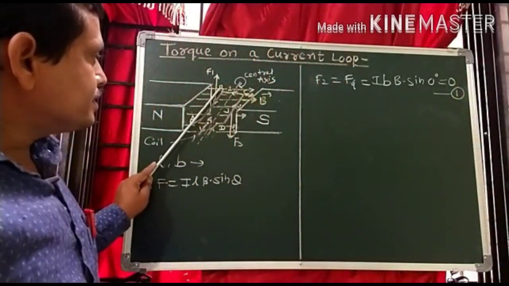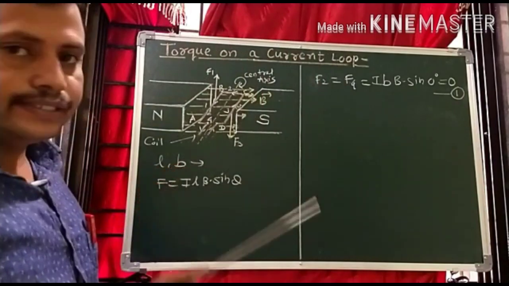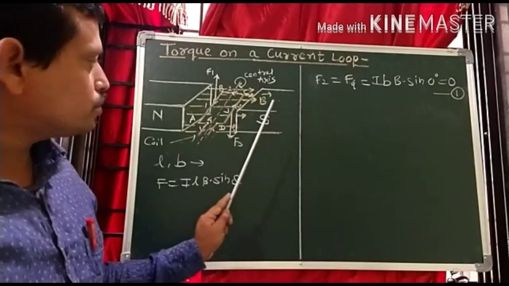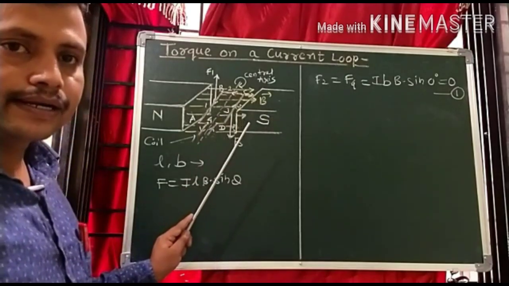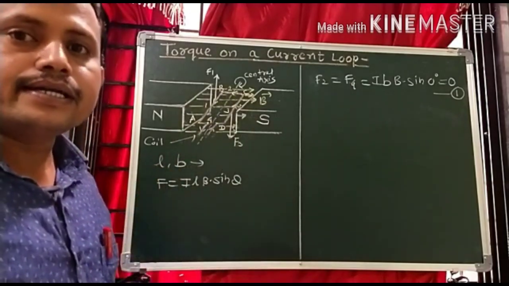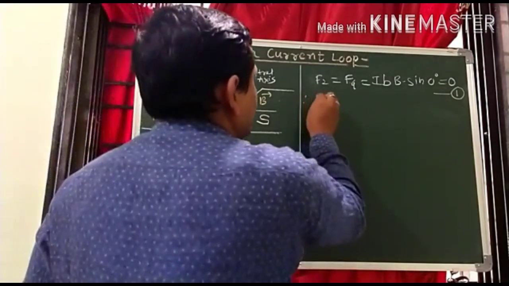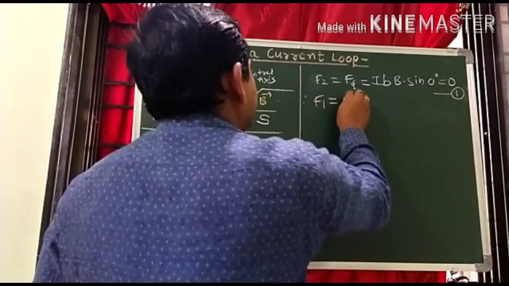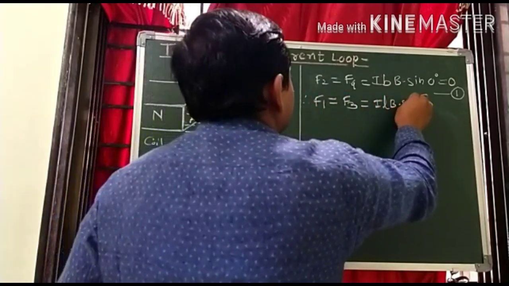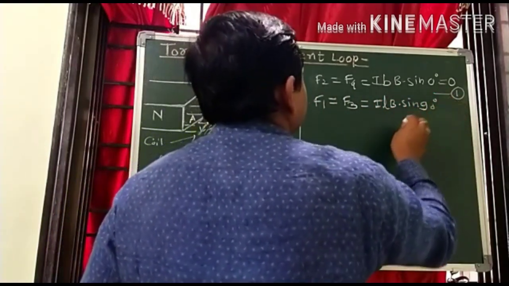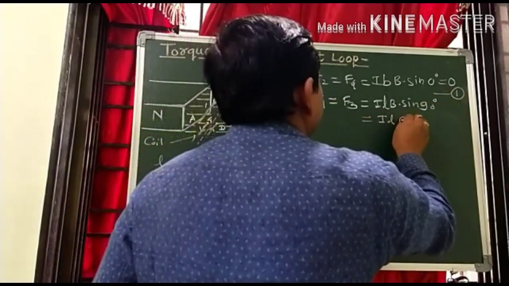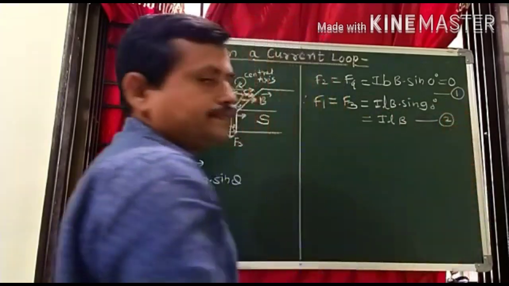Force acting on the sides AB and CD: as both the sides are perpendicular to the direction of magnetic field and both are having the same length, passing the same current, the angle between the direction of current and magnetic field will be 90 degrees. Therefore, F1 is equal to F3. This is equal to IL into capital B multiplied by sine 90 degrees. As sine 90 is equal to 1, this force will become ILB. This is equation number 2.